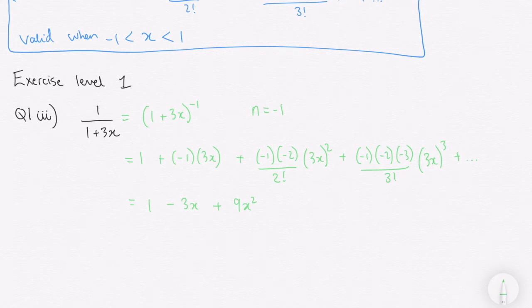In the next term, we have negative 1 times negative 2 times negative 3, so it is negative. But notice that that is equal to 3 factorial, so we have 3 factorial divided by 3 factorial. And then we have 3x all cubed, which is 27x cubed. And then our remaining terms. And we need to state the values for x for which this is valid. Well, this is valid when 3x is between negative 1 and 1. So x is between negative a third and a third.